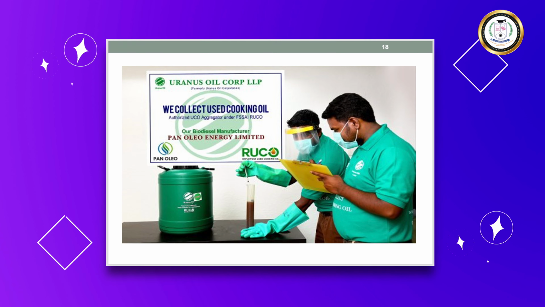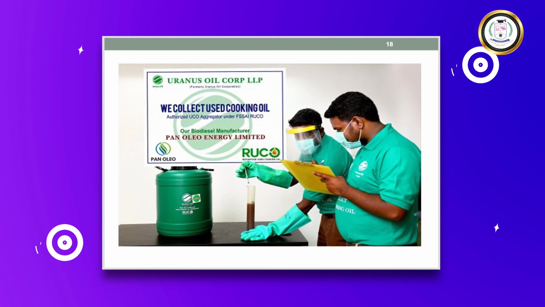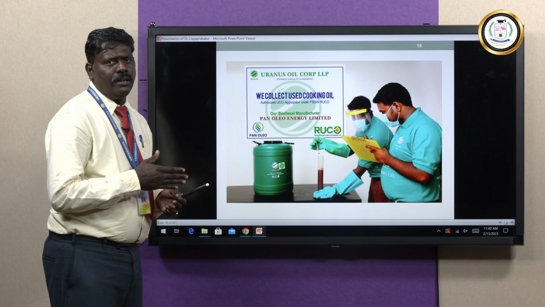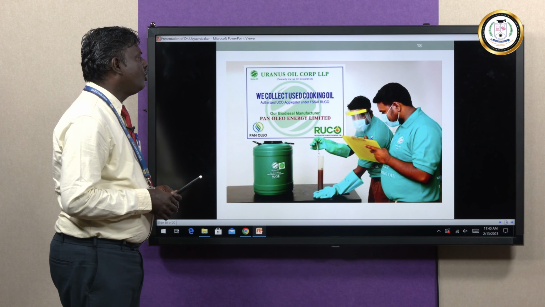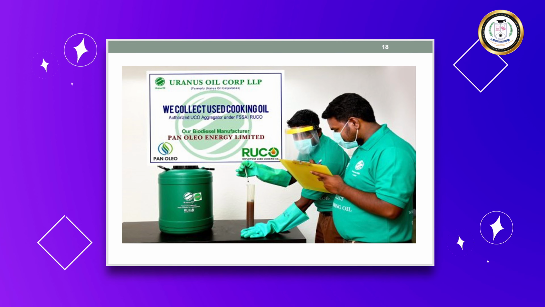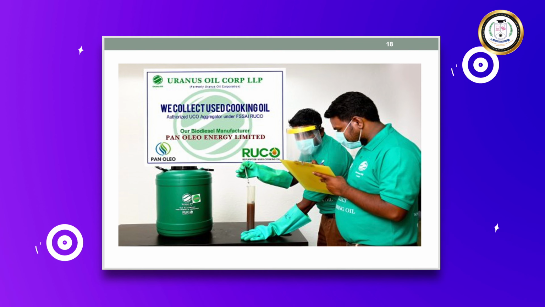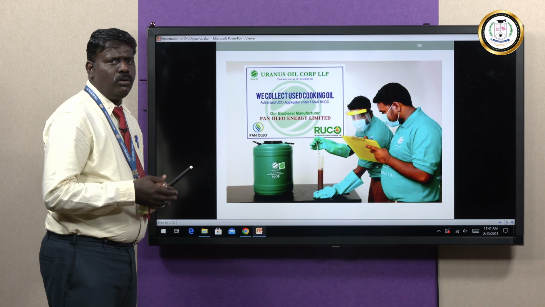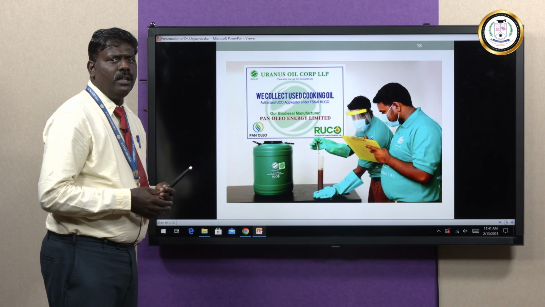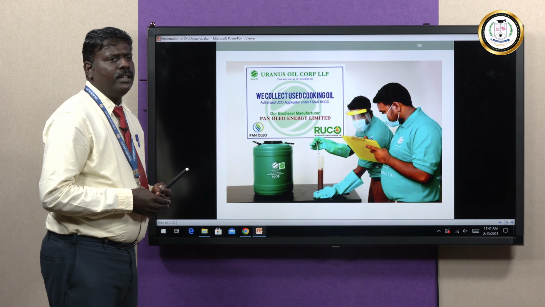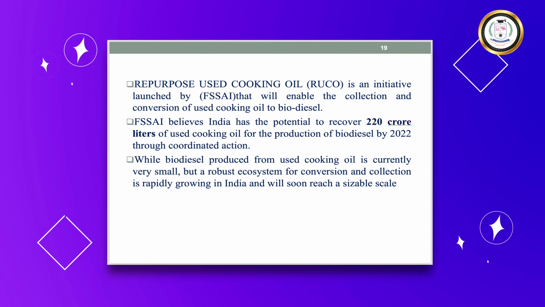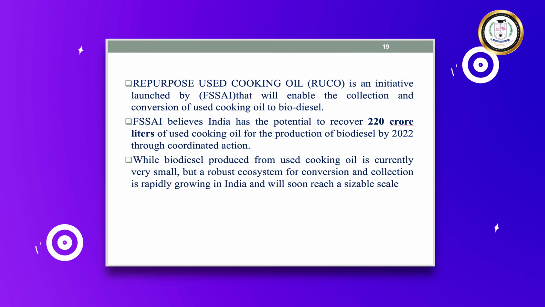With all this, and one more: the used cooking oil, as we already mentioned among the various alternate fuel sources. An agency, RUCO, as per the FSSAI, is collecting used cooking oil from restaurants, small hotels, and even from homes for a nominal amount. Then they are recycling it into biodiesel. So, repurpose used cooking oil. RUCO is the name actually.